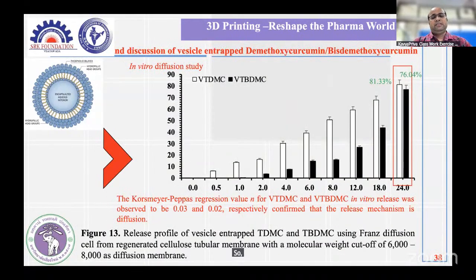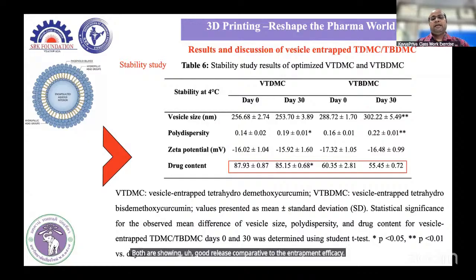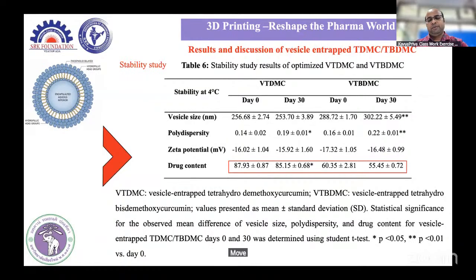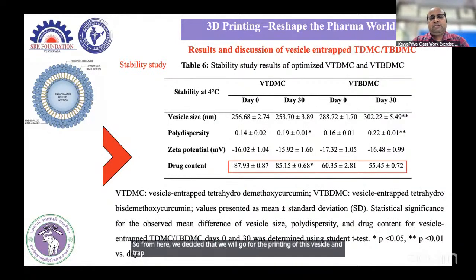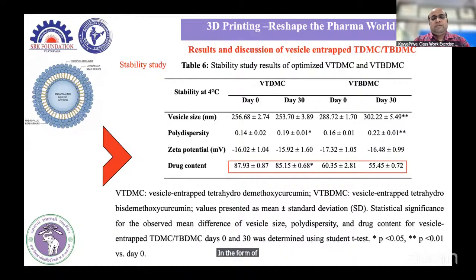After doing this, we tested the diffusion using a membrane with a molecular weight cutoff, and we found that both are showing good release compared to the entrapment efficacy. Finally, we tested the stability before we moved to 3D printing, and we found that stability is slightly reducing. So from here, we decided that we will go for printing of this vesicle entrapped preparation in the form of a composite using a gel printer.